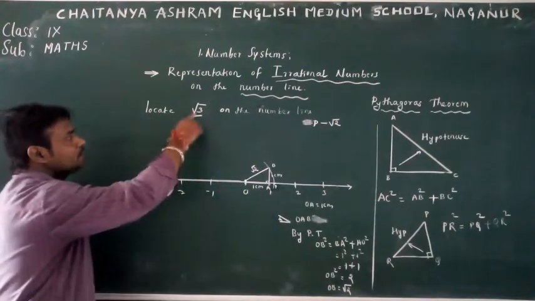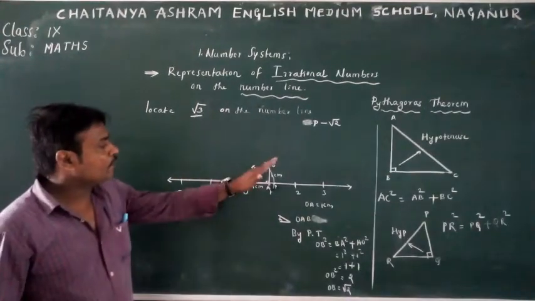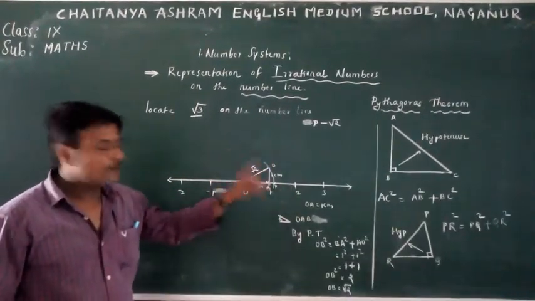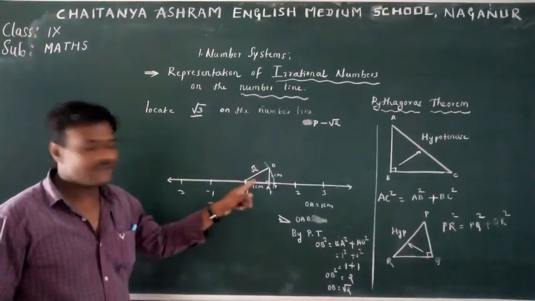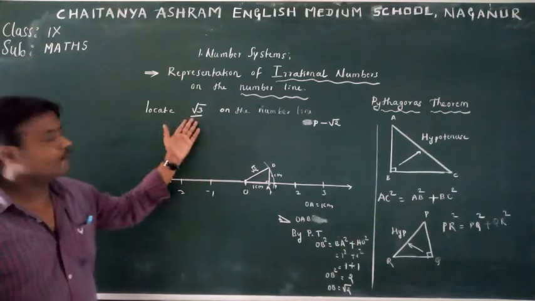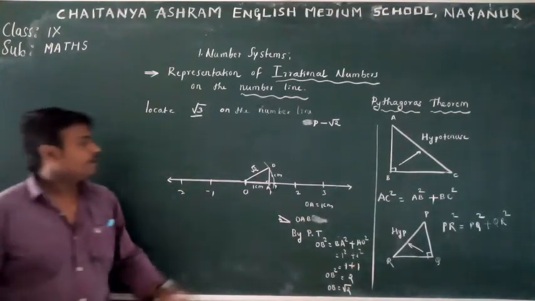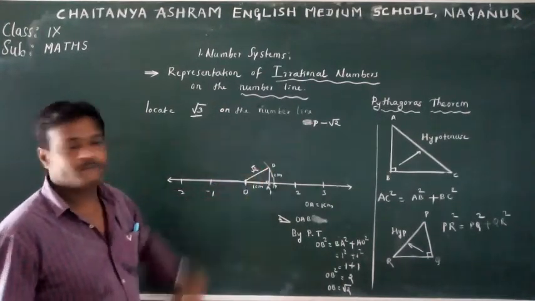But the question is, locate root 3 on the number line. To locate root 3 on the number line, we use this concept. First we located root 2 on the number line, then we can locate root 3 on the number line. Again, this is root 2 now.